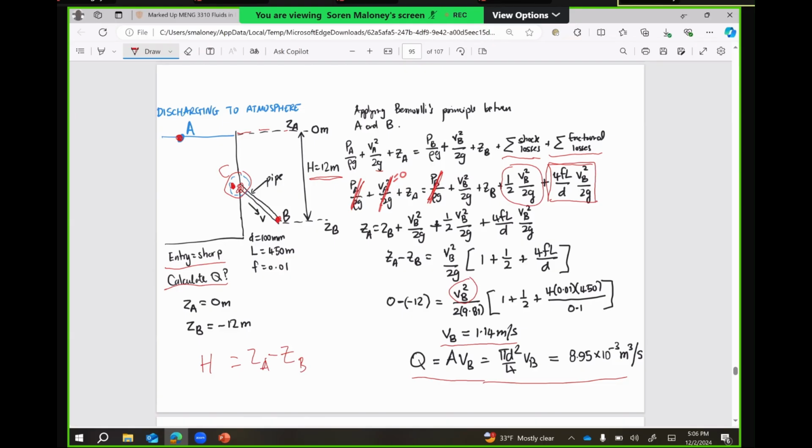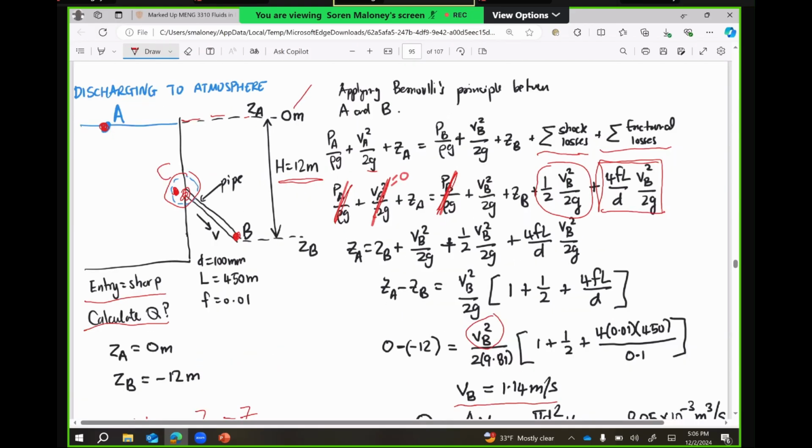Any questions for me? Dr. Maloney, the datum in this particular problem, what did we choose our datum to be? So the datum was chosen as A, as this level here. That's why it's at 0. You can see right here. Okay, I see.